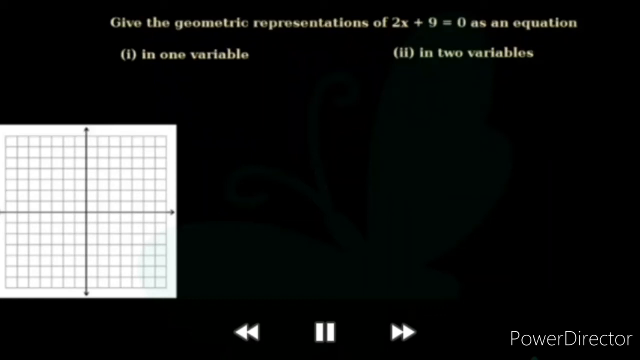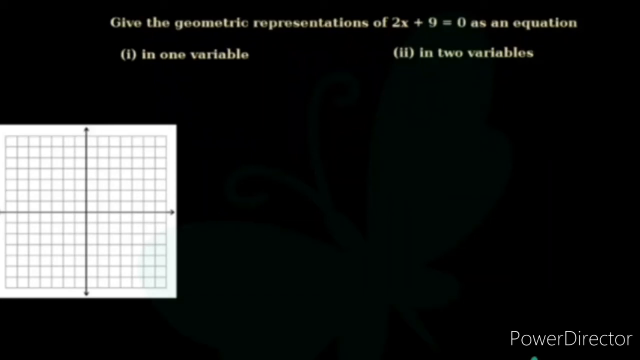Guys, so here we are with the final question for this exercise, which is exercise 4.4. It's asking here to give the geometric representation of 2x plus 9 equals 0 as an equation in one variable. Okay, 2x plus 9 equals 0 in one variable.